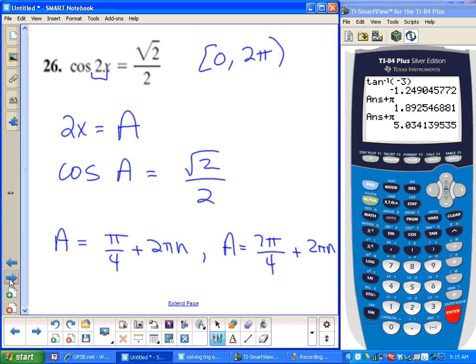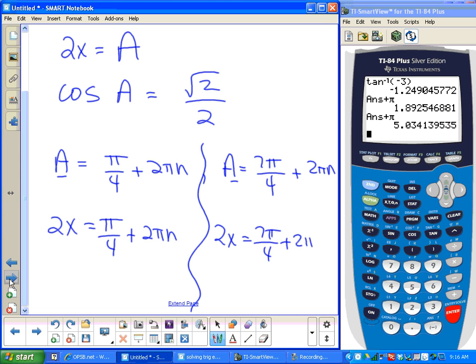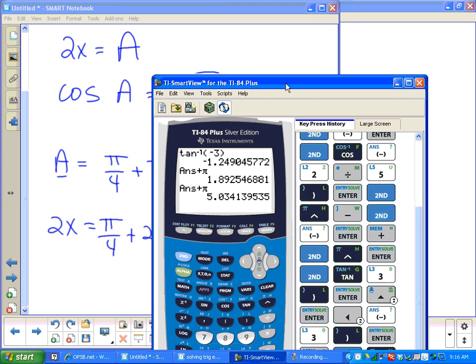Okay, now, it's not really a, but what is a? 2x. Okay, so now we have to face our problem. We avoided it. Now we're going to be confronted with it. All right, and let me do this to kind of separate it. So 2x equals 7 pi over 4 plus 2 pi n. Go away, calculator. We don't need you anymore.